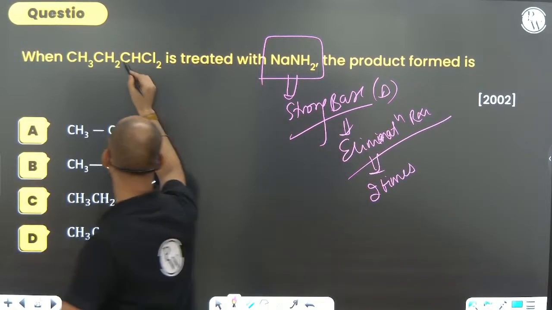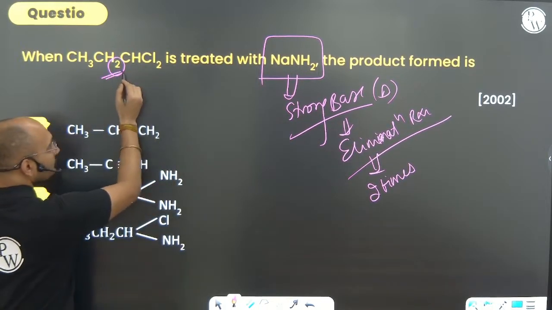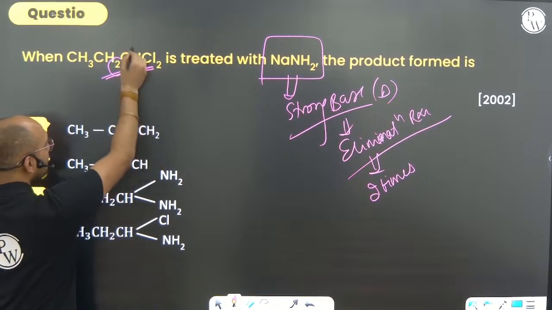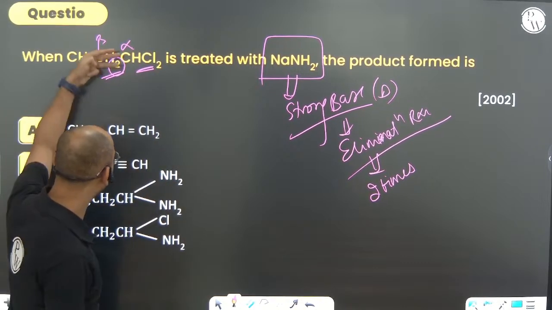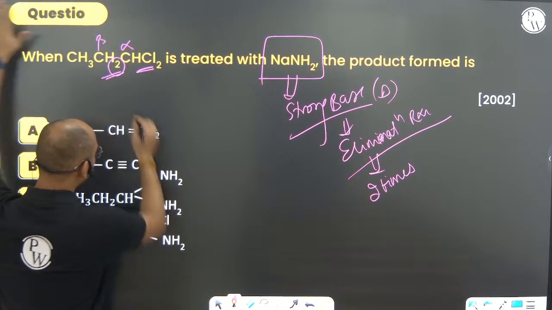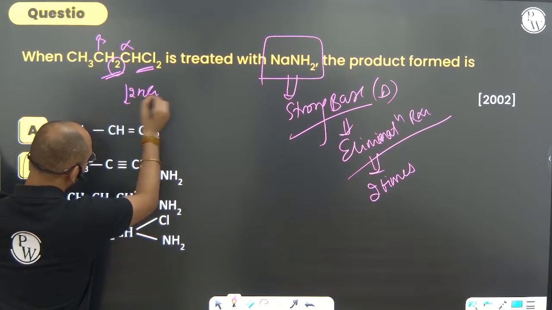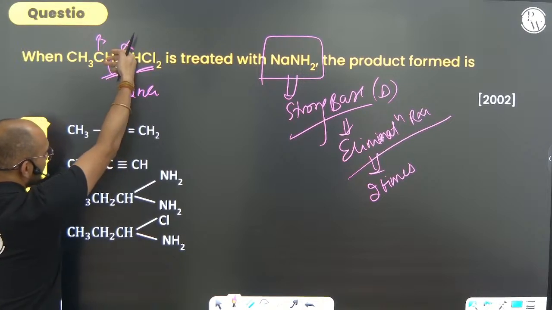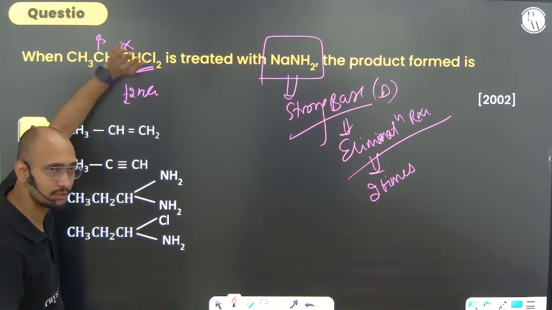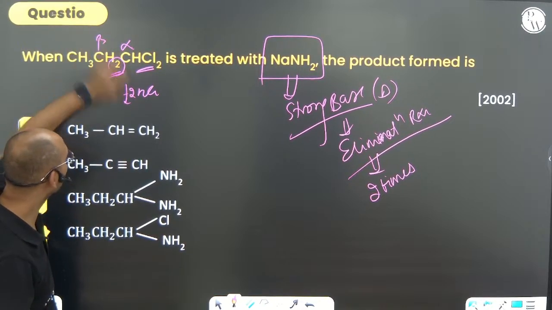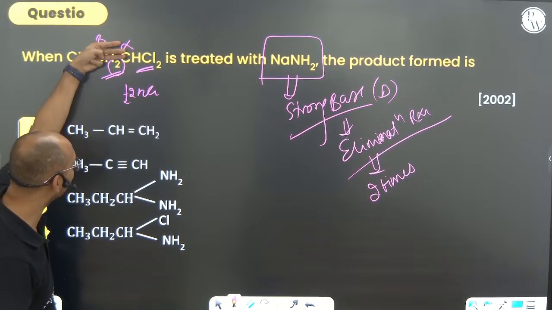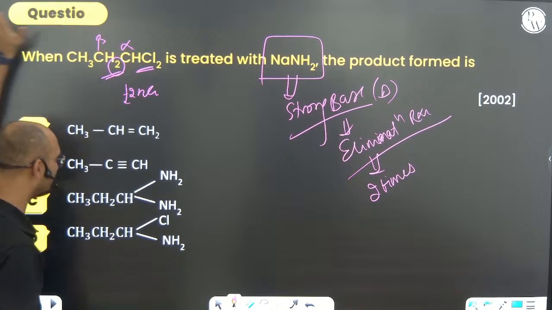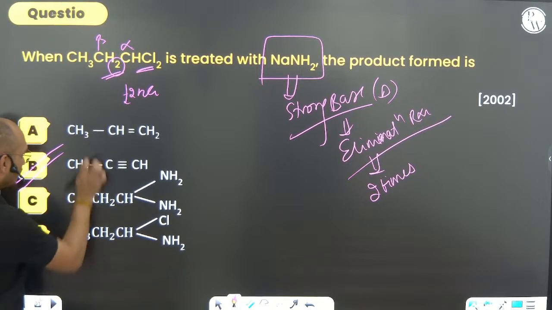So how many beta hydrogens are there? You can see this is the alpha carbon and this is the beta carbon. So alpha-beta elimination 2 times. So how many bonds will come? 2 times, 2 HCl will be removed. There will be CCH, 1 hydrogen, 1 double bond, 2 hydrogen, 2 chlorine. So one more pi bond, so there will be a triple bond. That is, the third option is correct.